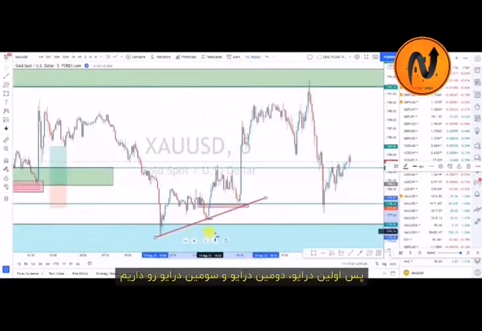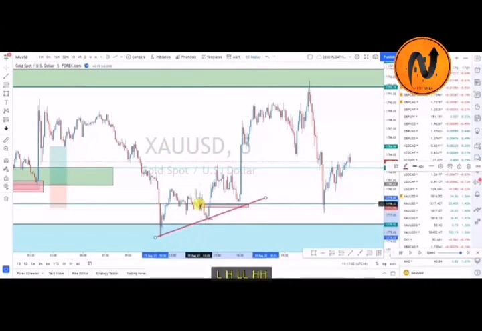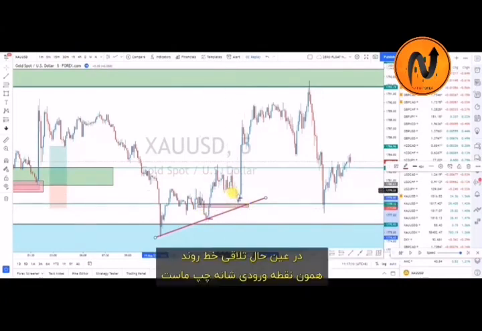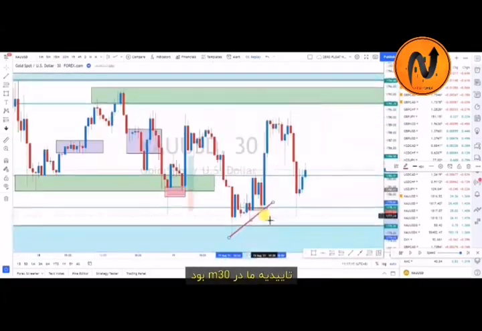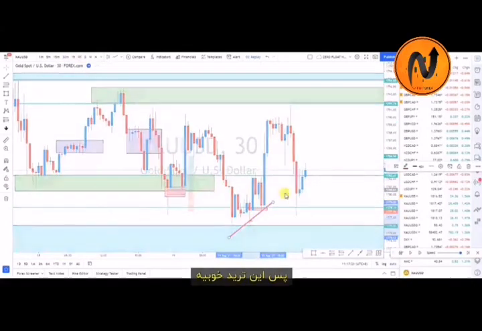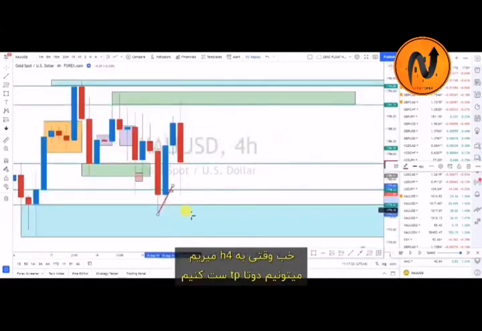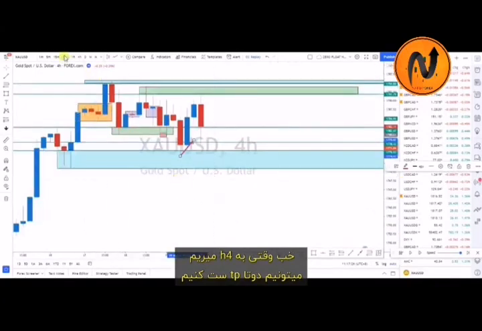So we have the first drive, second drive, third drive, low, high, lower low, higher high. Price comes in within the confluence of the trend line, and at the same time the price touches the same line as our entry point of the left shoulder. So M30 is our confirmation. So this is also a good trade. Once this is an H4, okay guys, we can set the TP.